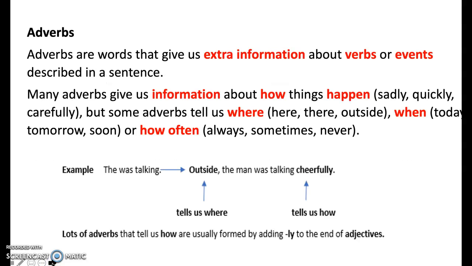Now we're going to look at adverbs. Adverbs are words that give extra information about verbs or events described in a sentence. Many adverbs give us information about how things happen, for example, sadly, quickly, carefully, but some also tell us about where something happened, for example, here, there, outside, and when, today, tomorrow, soon, yesterday, on Monday, or how often, always, sometimes, never.